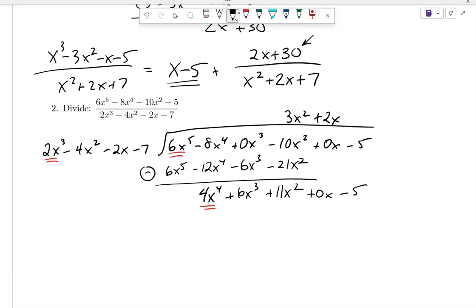What do you do with the 2x again? Distribute it all the way through. So take that 2x here and all the way through. What do you get when you do that? Negative 4x to the fourth minus 8x to the third minus 4x squared minus 14x. So do the 2x times each of those things. Everybody see that?